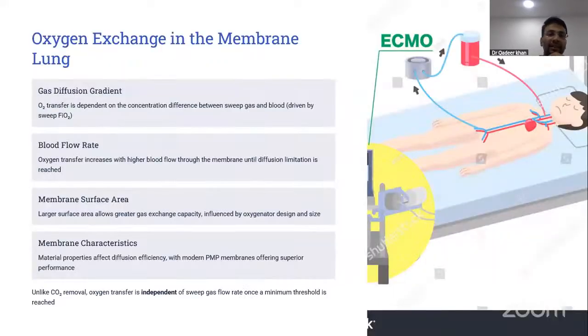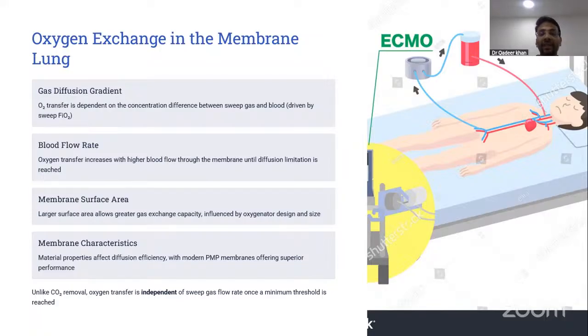As I told, oxygen delivery in the extracorporeal membrane lung depends mainly on the gas diffusion gradient and the blood flow rate. The more the blood flow increases, the more blood reaches the oxygenator and gets oxygenated, along with the membrane surface area and membrane characteristics. Different types of membranes are there, and the polymethylpentene membrane is a recent one which has better performance than the previous ones.